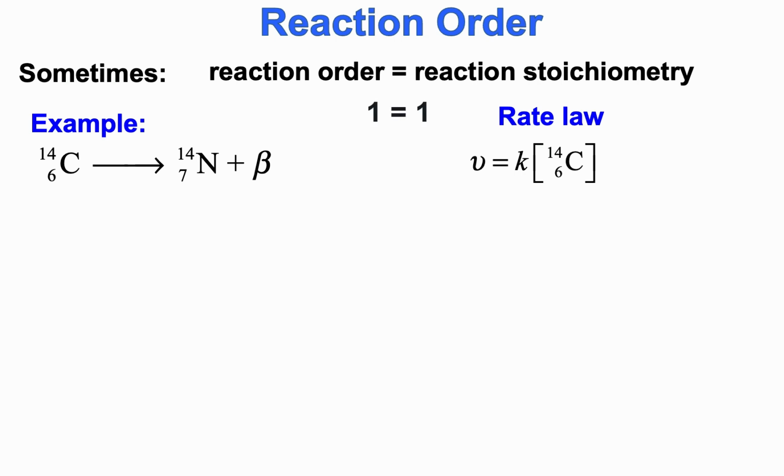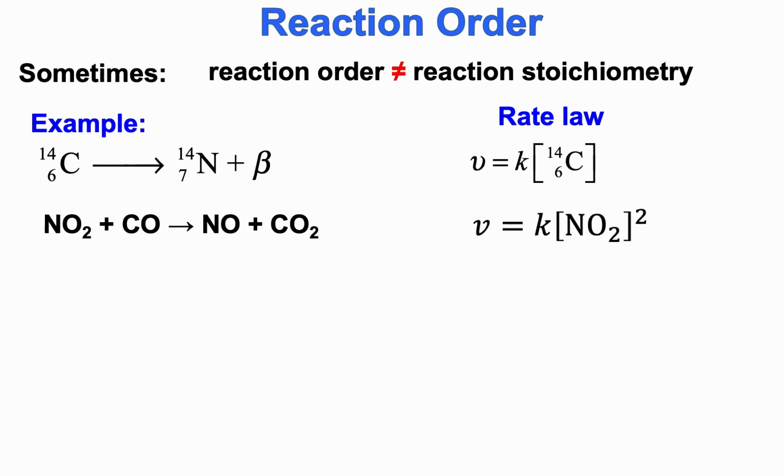However, there are also examples where the reaction order does not equal the reaction stoichiometry. So for example, NO2 combining with carbon monoxide to form NO and carbon dioxide. The rate law for this equation depends on the concentration only of the NO2, and it has a reaction order of 2 with respect to this reagent. So even though there's no stoichiometric coefficient of 2 in front of NO2 in the balanced chemical equation, the reaction order has experimentally been determined to be 2.